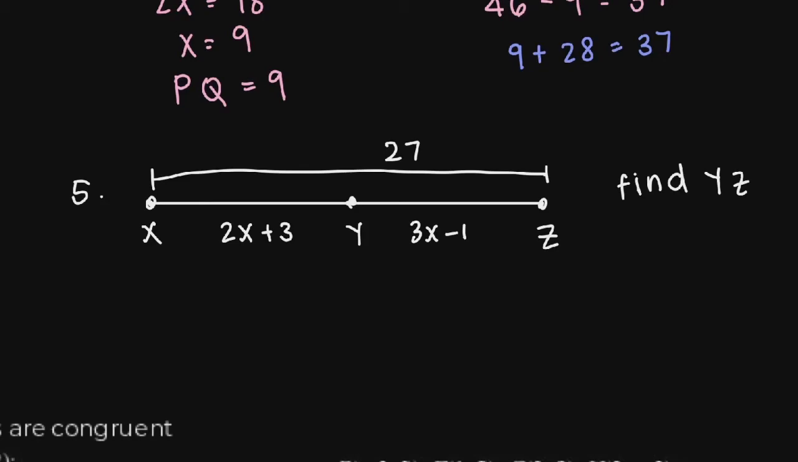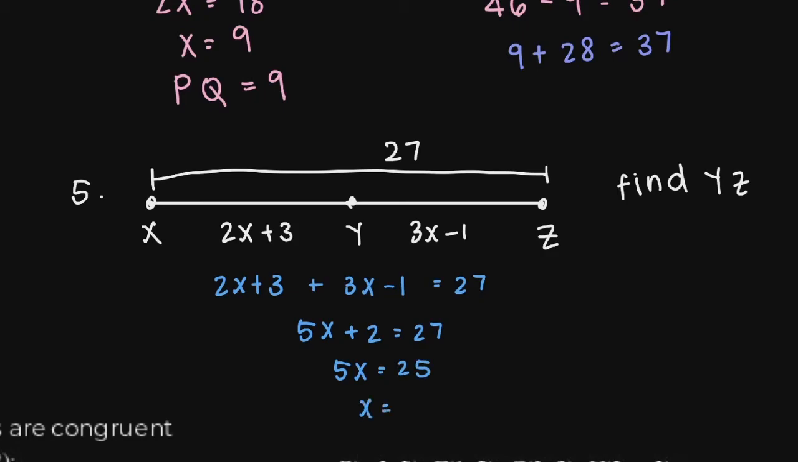Next, we have line segment XZ, and we want to find YZ. So we know that the entire length is 27, and we have XY is 2x plus 3 and YZ equals 3x minus 1. So that means those two line segments added together will equal 27. So 2x plus 3, which is the XY part, plus 3x minus 1 will equal 27. So when we combine like terms, we get 5x plus 2 equals 27. So 5x equals 25 and x equals 5.